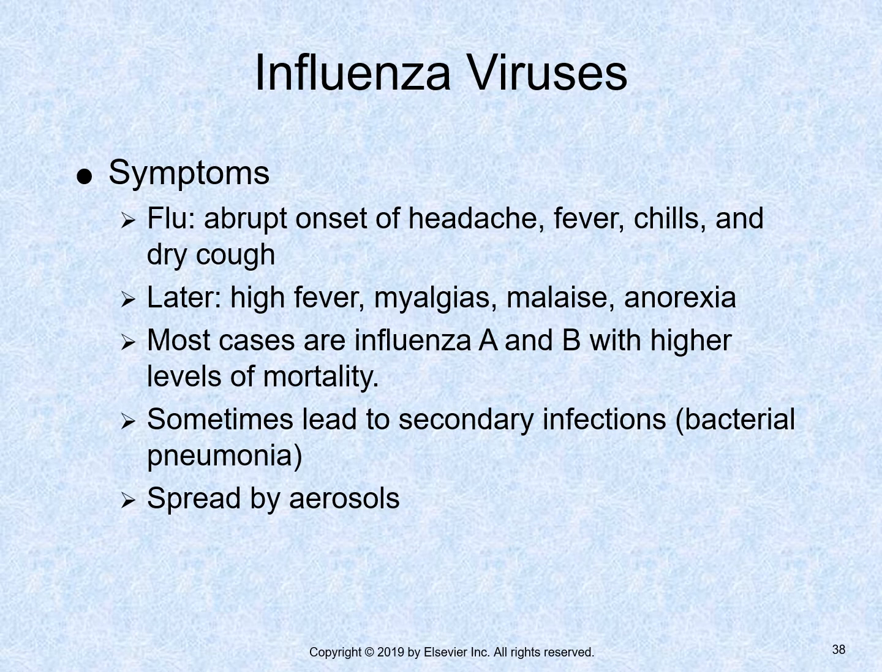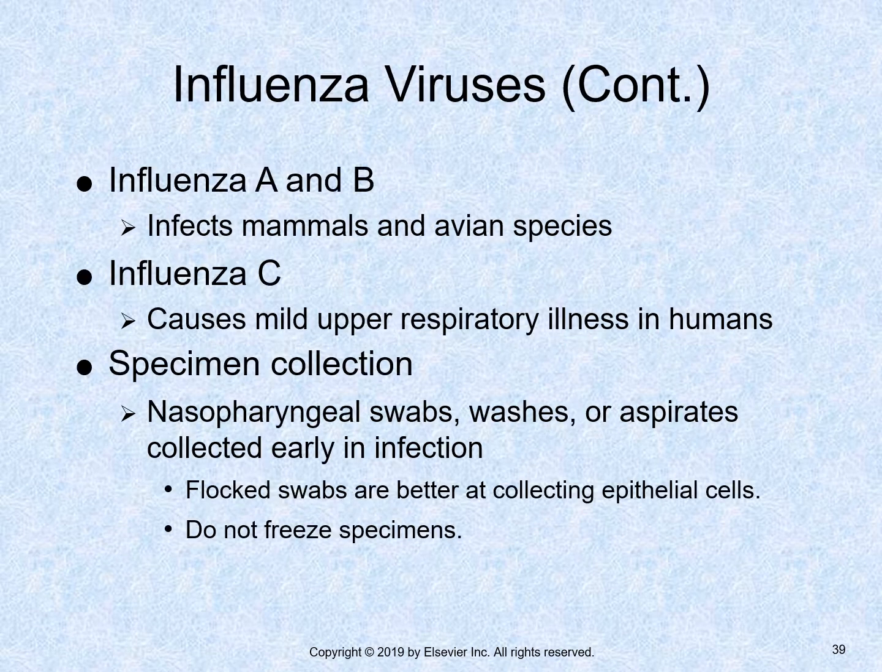Influenza can also be fatal and cause viral pneumonia. Complications include secondary bacterial pneumonia. Of the three influenza viruses, influenza A and B infect mammals and avian species. Influenza C causes mild upper respiratory illness in humans.